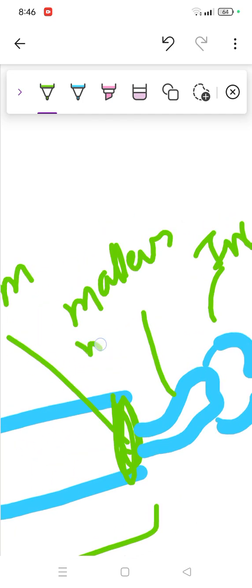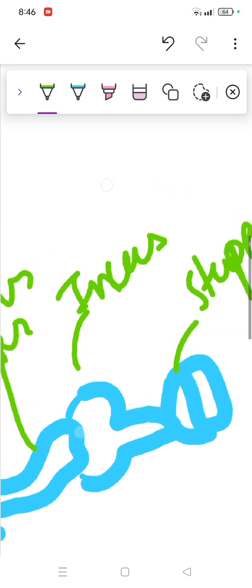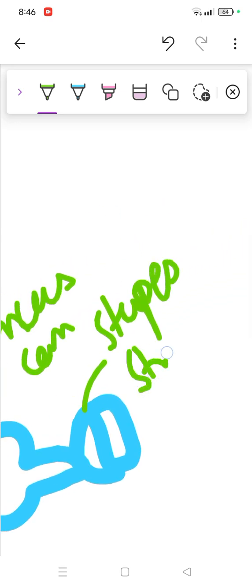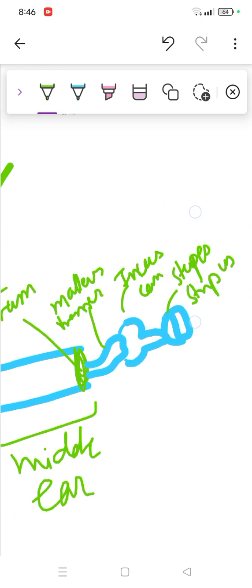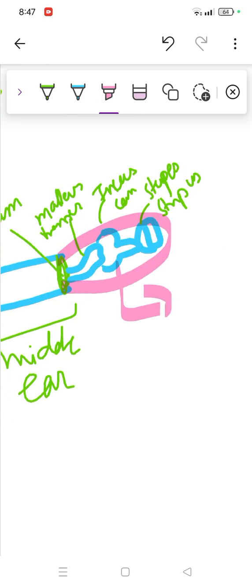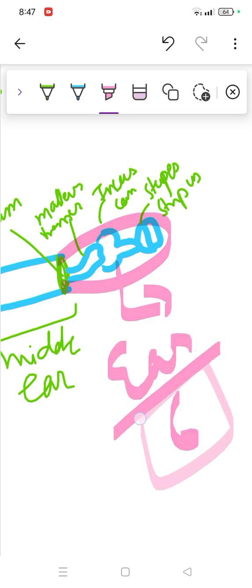Malleus is also called the hammer, because its shape resembles that. The incus is also called the anvil, and the stapes is called the stirrup. These are the three names. This means in one ear we have three bones, and in the second ear we have three more. So altogether for the ears we have around 6 bones. We need to remember that.